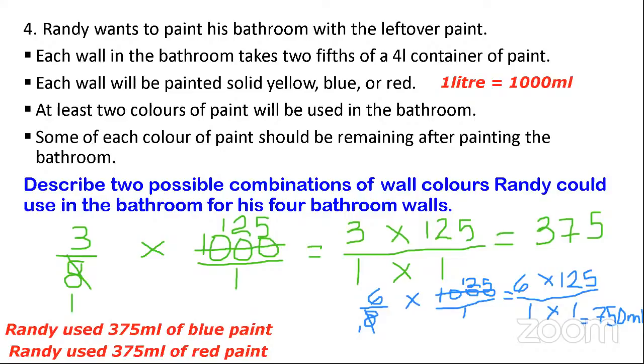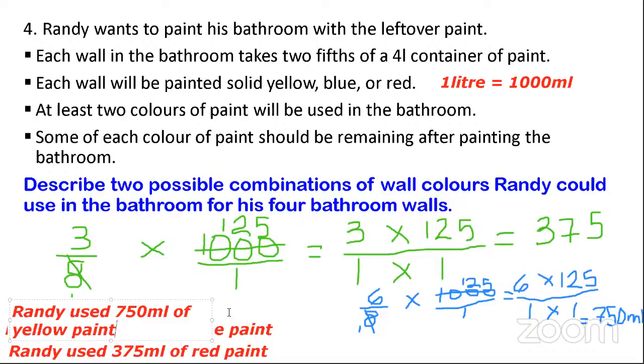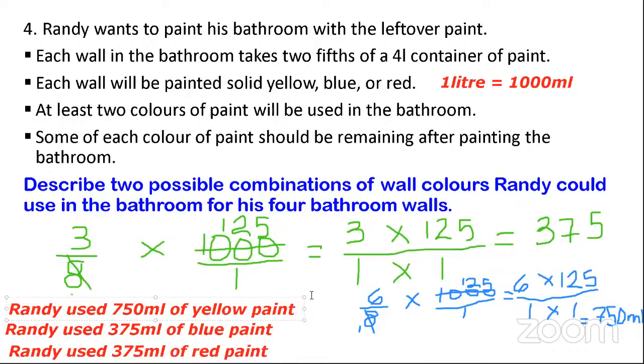All right, awesome, great. So let us make note of that as well, like we have done the others. So we're going to write Randy used 750 milliliters of yellow paint. So now that we know all of this, we know how much paint was used for each of the colors. Can you now tell me what the leftover is? How much red paint is left over? How much blue paint is left over? How much yellow paint is left over? Respond in a sentence so I know which paint you're talking about, all right?